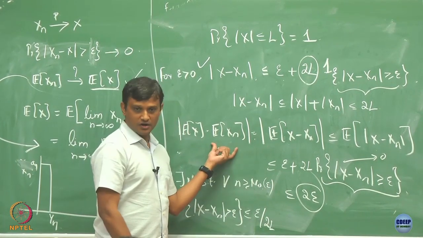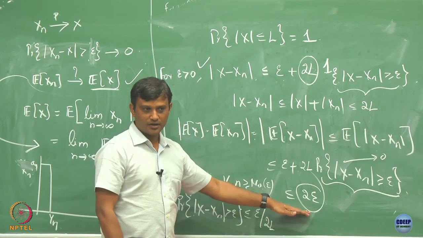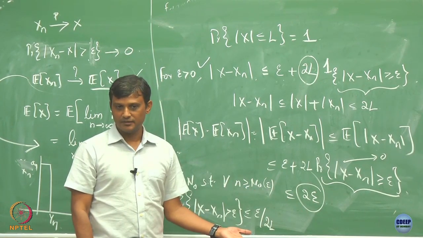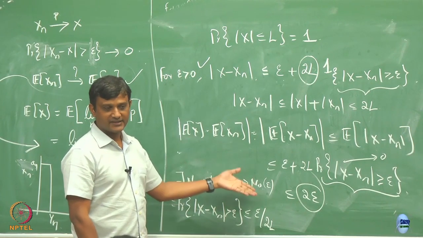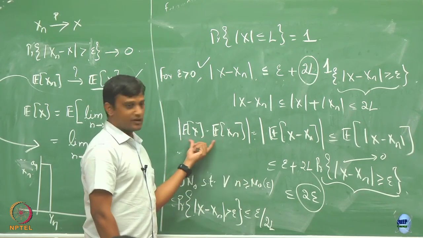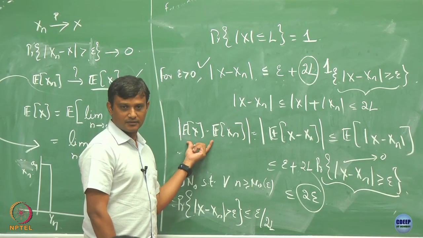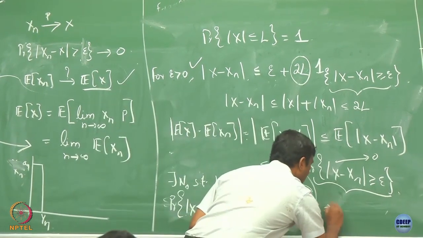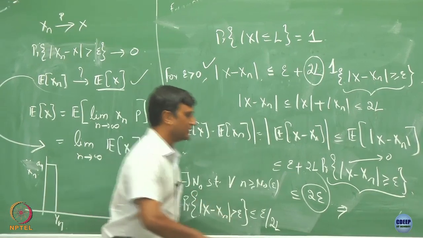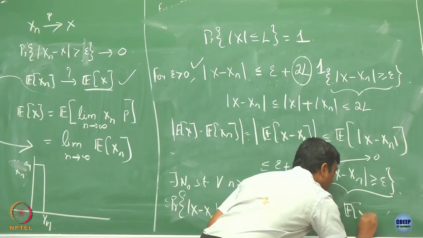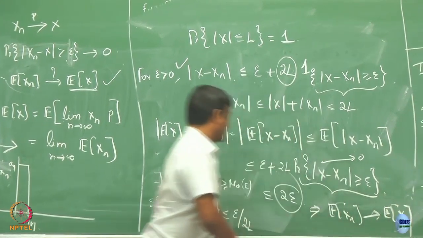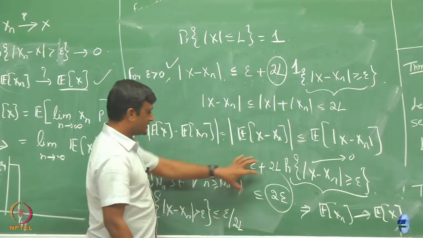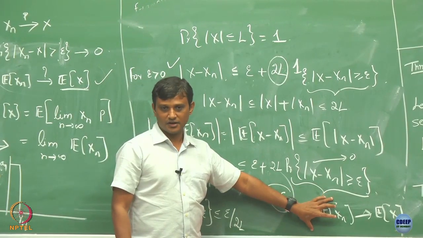If I can do this for every epsilon, what does this imply? This epsilon is arbitrary, right? So this is exactly the definition that xn converges to x. I am saying that this implies this. Are you convinced or not?